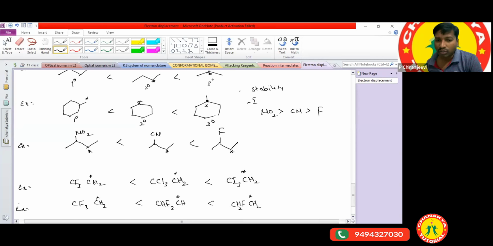As the number of electron withdrawing groups increases, the stability decreases. In this one, the first one has 3 electron withdrawing groups, the second one has 2, and the third one has only 1 electron withdrawing group. So that's why the third one is more stable than the second one, and the second one is more stable than the first. All these are different examples which we can explain based on the stability of the free radicals.